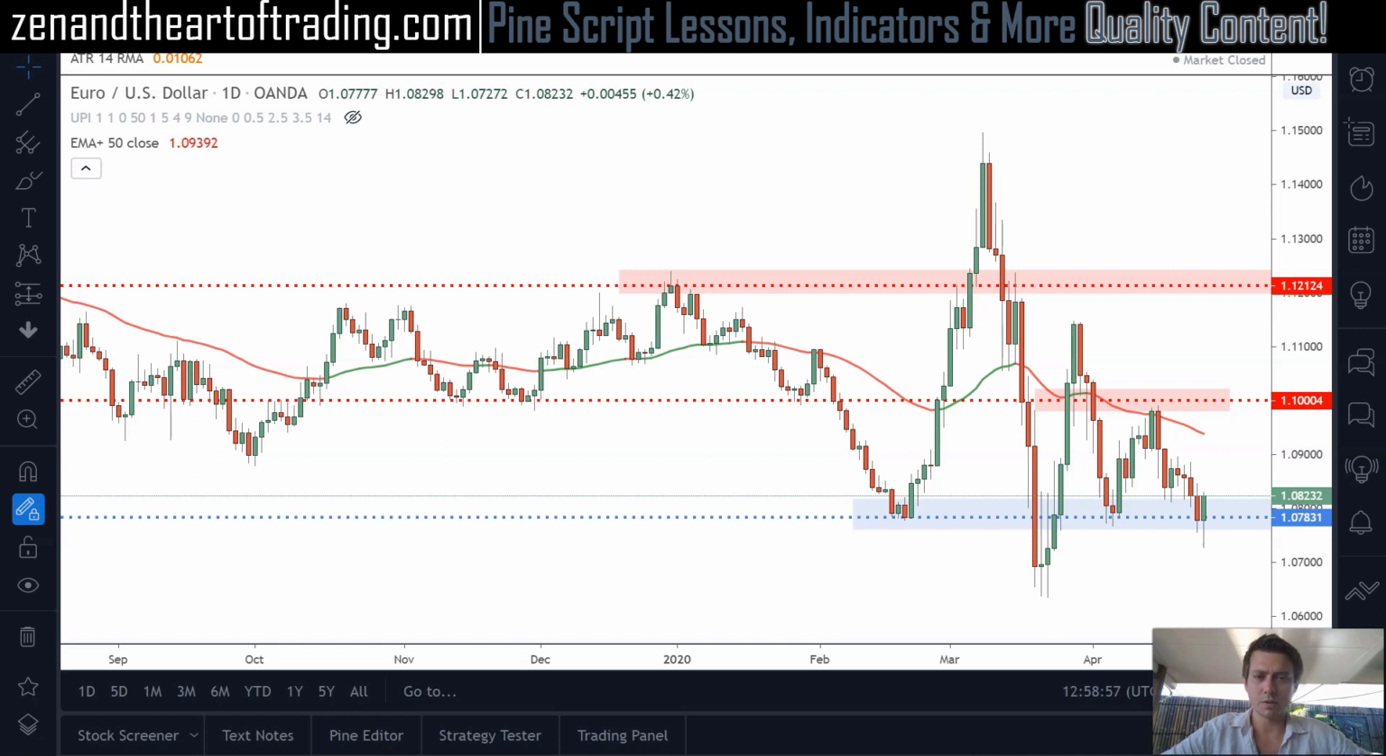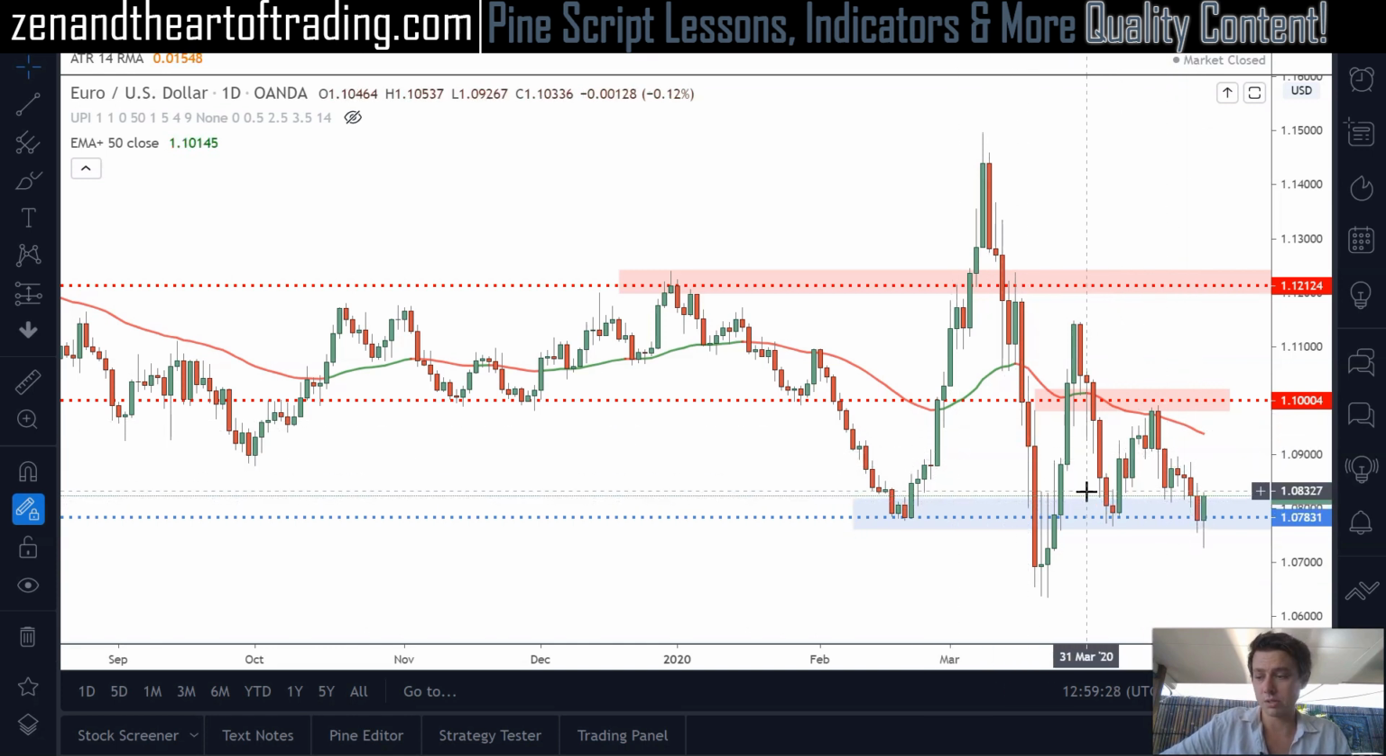First question I ask myself when I'm performing my top-down analysis is, what is the daily trend? And here on Euro dollar, we do not have a trend. We're just going sideways, and we're in consolidation. So that means that I don't have a daily bias. My daily bias is neutral. However, on intraday time frames, we can still get trading opportunities around structure levels.